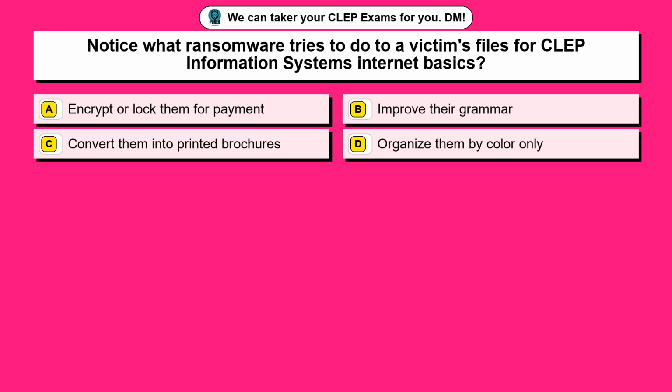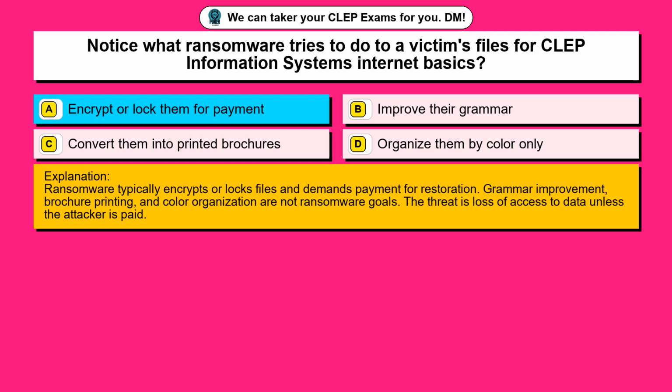Question 42. Notice what ransomware tries to do to a victim's files for CLEP Information Systems Internet Basics. Option A. Encrypt or lock them for payment. Option B. Improve their grammar. Option C. Convert them into printed brochures. Option D. Organize them by color only. The correct answer is option A. Encrypt or lock them for payment.